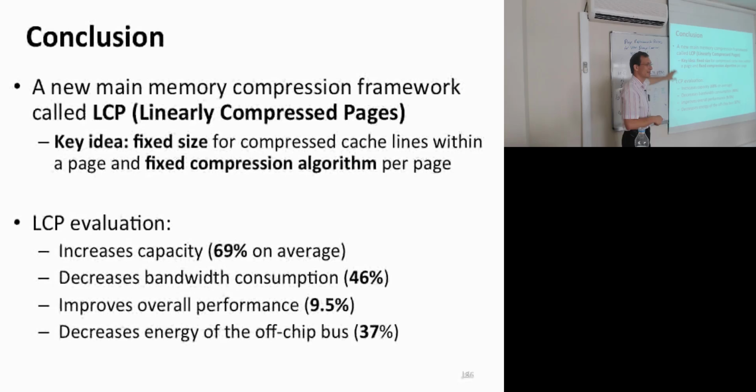Okay. So I promised that this would be quick, and this was quick, hopefully. Basically, this is a new main memory compression framework. The key idea is you have a fixed size for compressed cache lines within a page and a fixed compression algorithm per page. And you have a linear mapping between the number of the cache line and the address of the cache line. And these are the performance results. Actually, I guess I did omit the energy results, but this actually decreases energy consumption on the bus significantly.